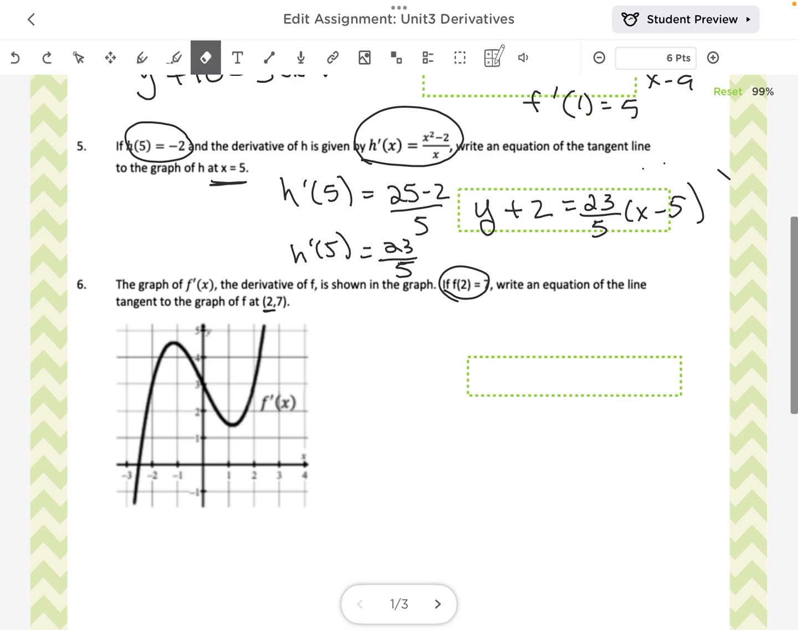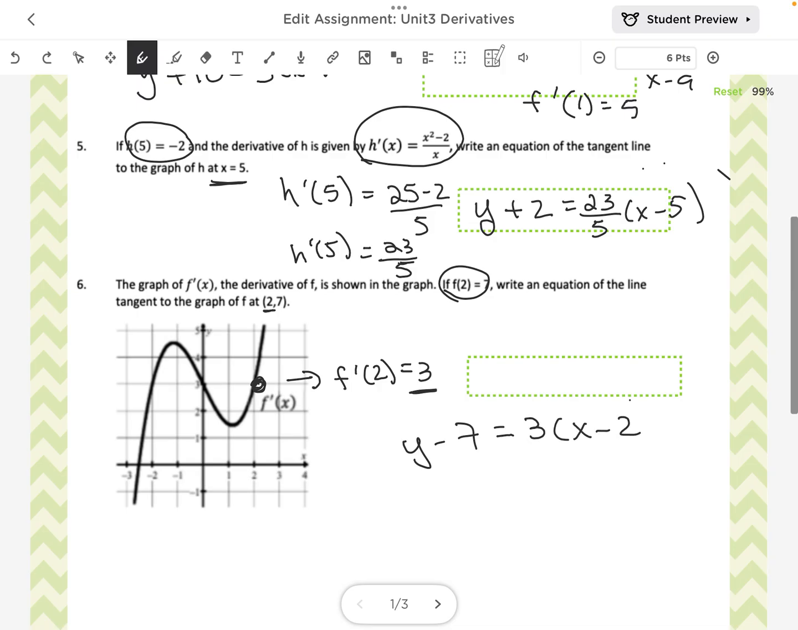Well, let's look at this graph at x equals 2. At x equals 2, it looks like f prime of 2, the y value, is 3. So this is my slope. So it's going to be y minus 7 equals 3 times x minus 2. Notice, because this was the graph of f prime, the y value does represent the slope at these x values.